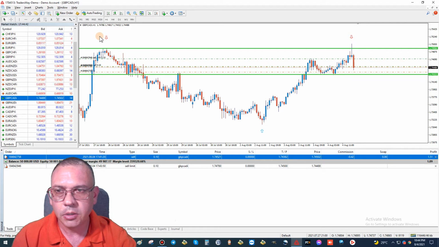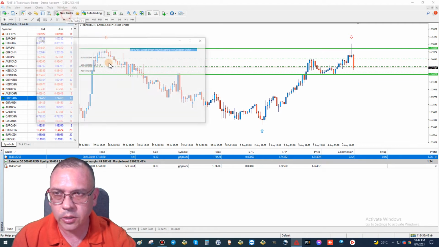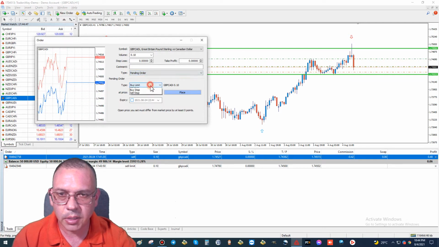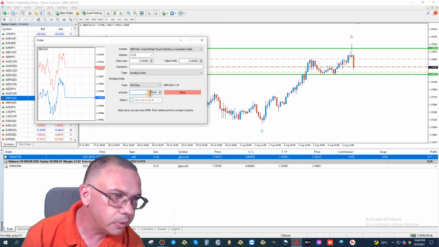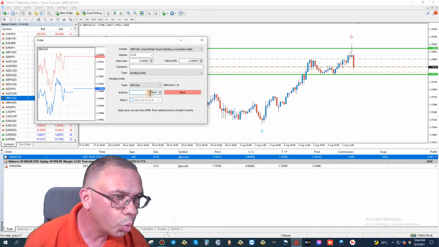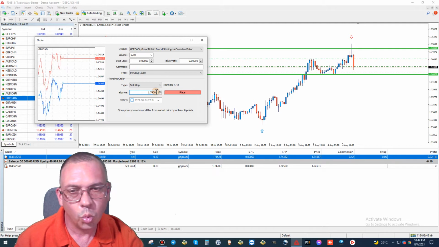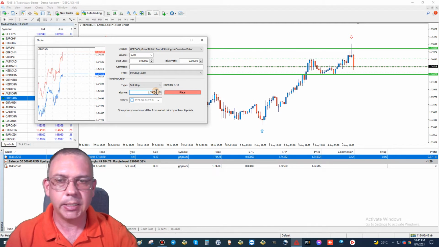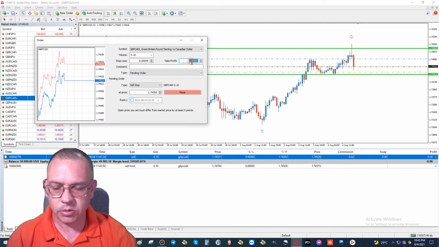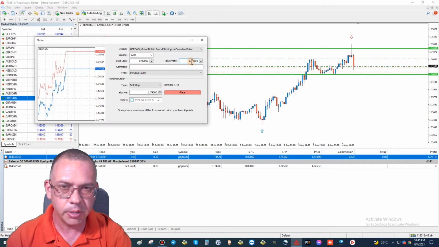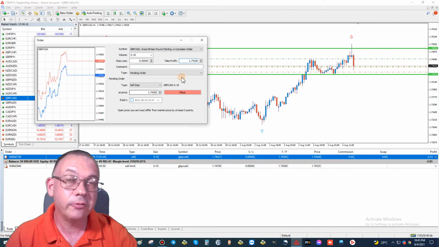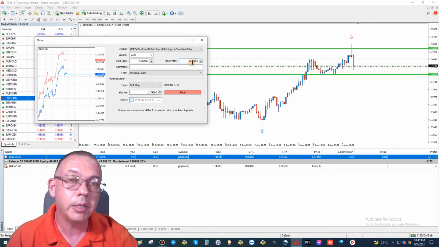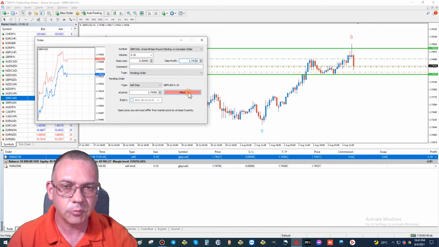Okay, so here I'm going to put a sell stop pending order, and we're going to put this at 1.74300, I guess, and see how this looks. I can always readjust this later on. So okay, sell stop at 1.74300 and take profit at 1.74100. Okay, just so you know.